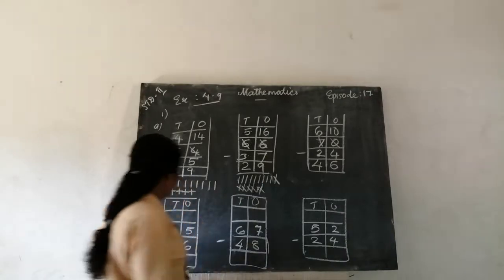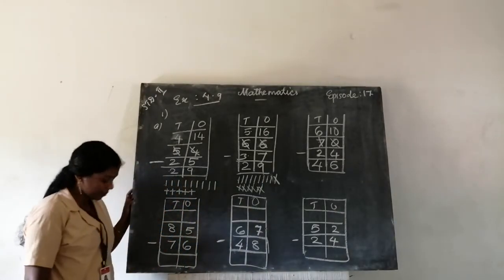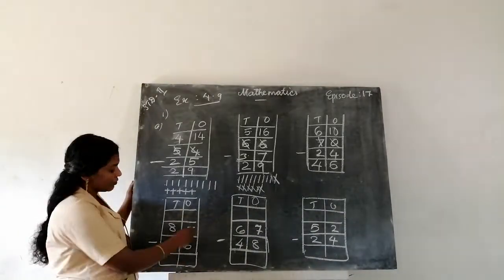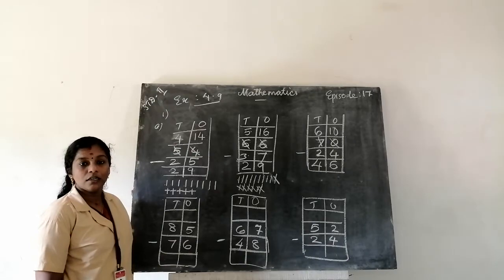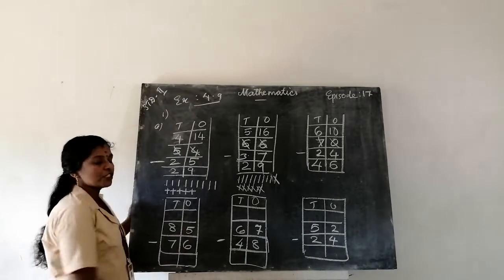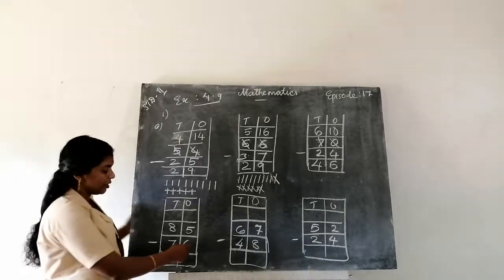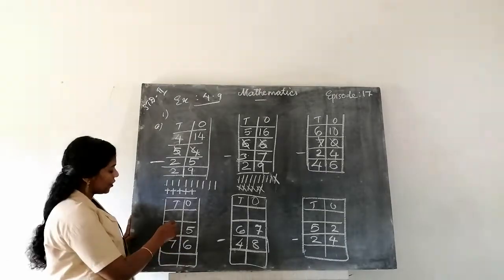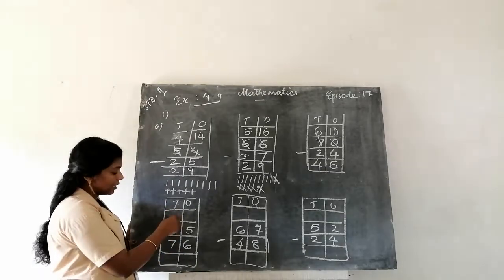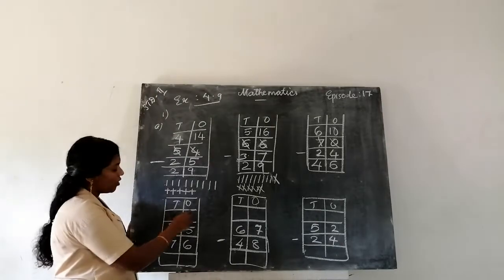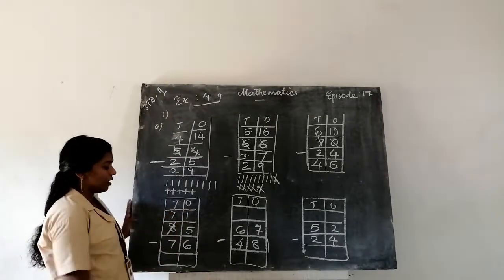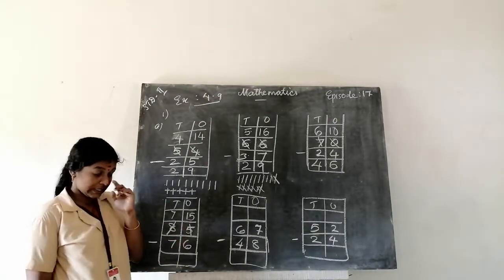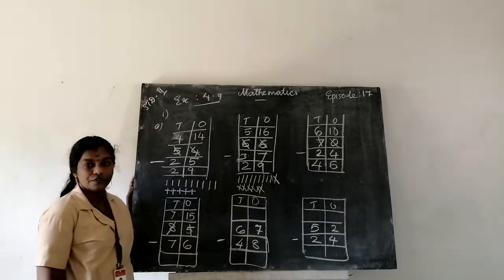Then the next question. Look here. 85 minus 76. For that, you want to subtract 5 minus 6. Is it possible? No. Why? 5 is a smaller number. We cannot subtract a big number from a small one. So what do we do? We borrow from 8, from the tens place. 8 changes to 7, and 5 becomes 15. 15 minus 6. Can you count 15 minus 6?